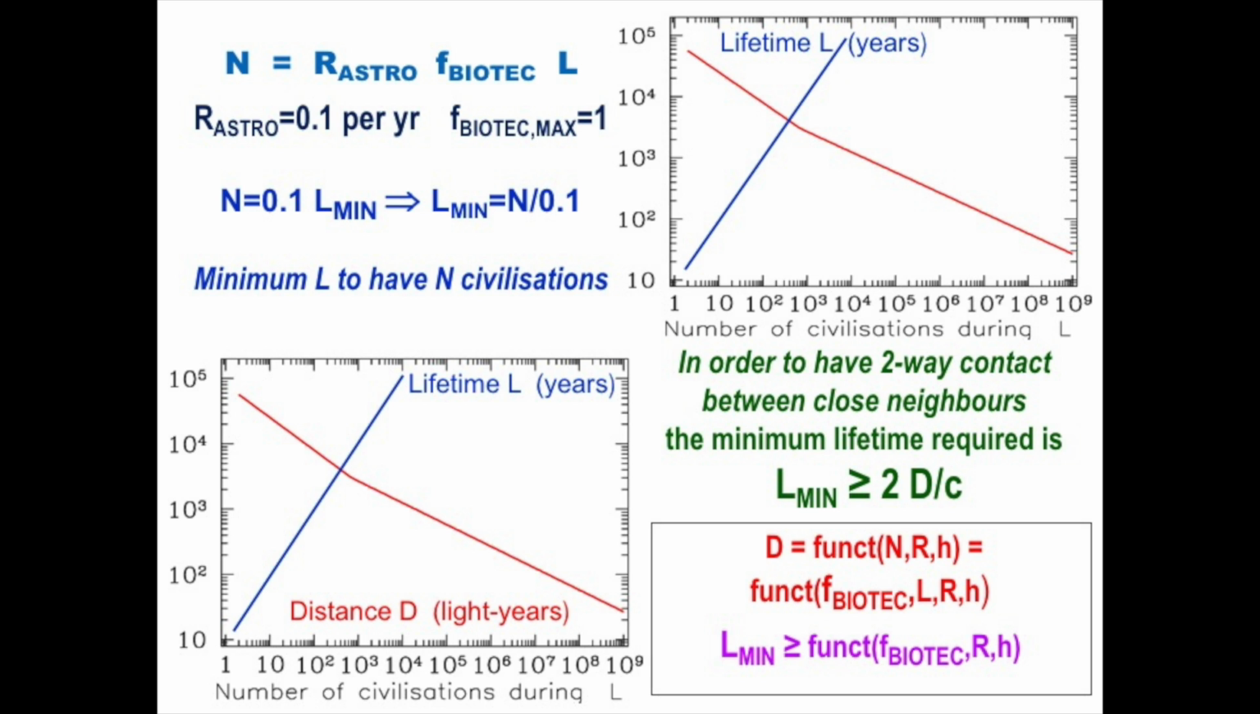And the next step is to consider communication. If you want to have two-way contact between close neighborhoods, then the minimum lifetime required is twice the time required by light or radio signals, going at the light velocity, to go through that distance. The distance that we have just seen here depends on the number of civilizations. So there are some implicit relations. D is a function of the number of civilizations and the dimensions of the galaxy. And the number of civilizations is a function of those two factors. And the minimum lifetime is also a function of those things.